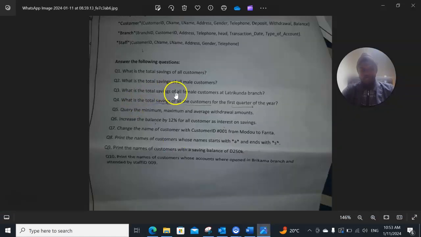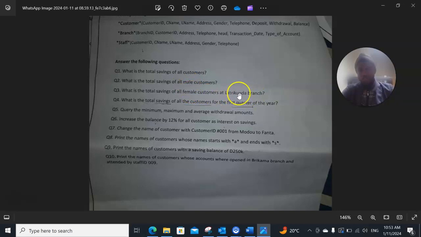Now let's go to question number 3. Question number 3: what is the total savings of all female customers at Latrikunda branch? So let's try to look here. Question number 1 and question number 2, what is the difference? Question number 3 is talking about female customers, while question number 2 is talking about male customers. So here, our gender will be female instead of male.